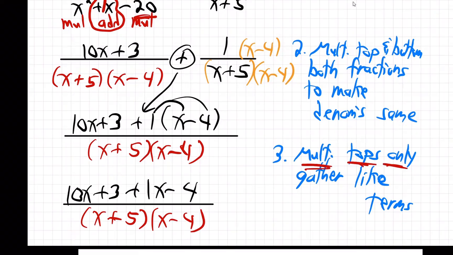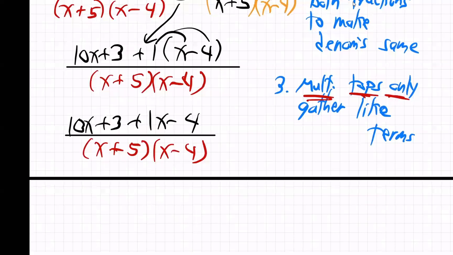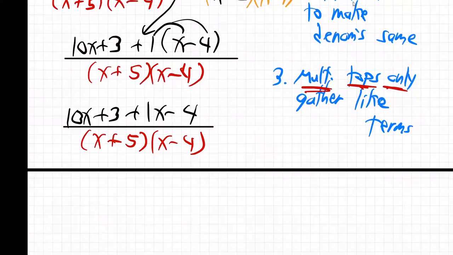Well, why don't I multiply the bottoms? Because I have a common denominator down there. I don't want to mess with the bottoms at all. I'm very happy with the denominator. Don't mess with that at all. And now gather like terms.